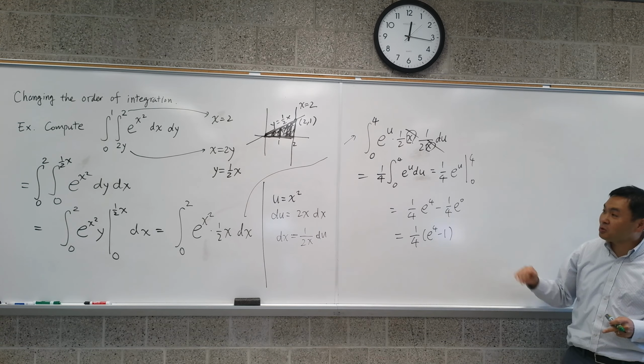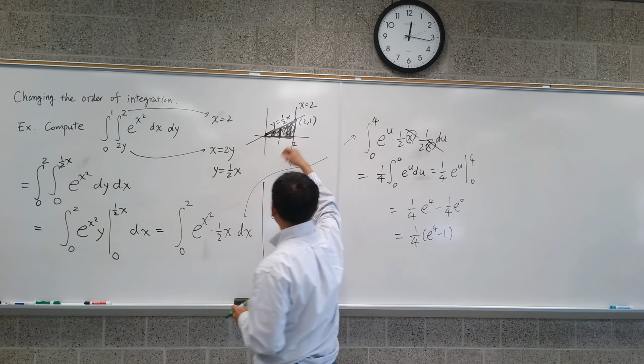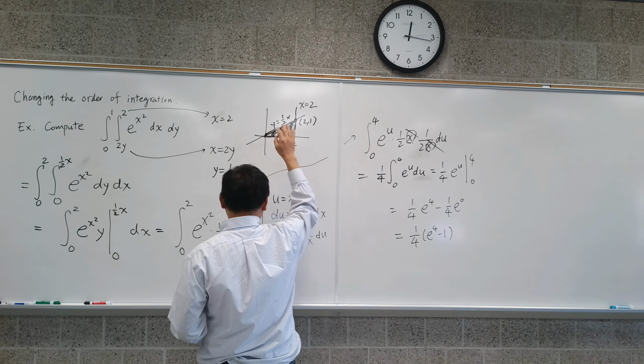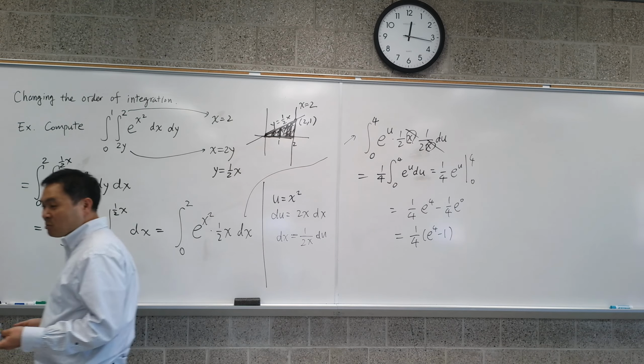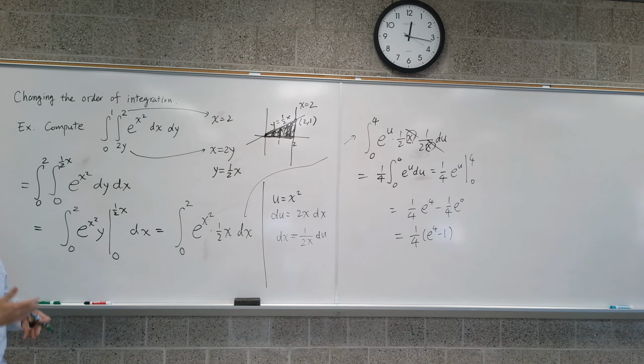So this shows you that being able to paint either vertically or horizontally, and being able to choose the right one, is important for ease of calculation. Sometimes one direction is impossible and the other one is possible.